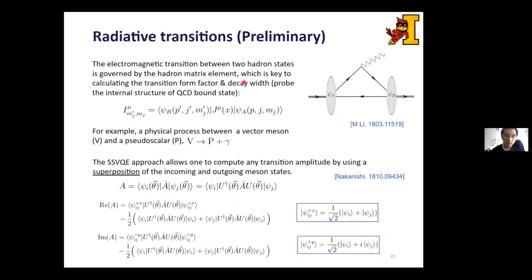So another thing that would be of interest would be to compute the hadron matrix element. So that is the key to compute the transition form factor and decay width, which allows us to probe the internal structure of the bound state. So in this case, a particular physical process that would be interesting would be a vector meson to pseudoscalar in this case. And SSVQE offers the opportunity to do such computation as well, because you have all those states available to you on the circuits after your optimization.